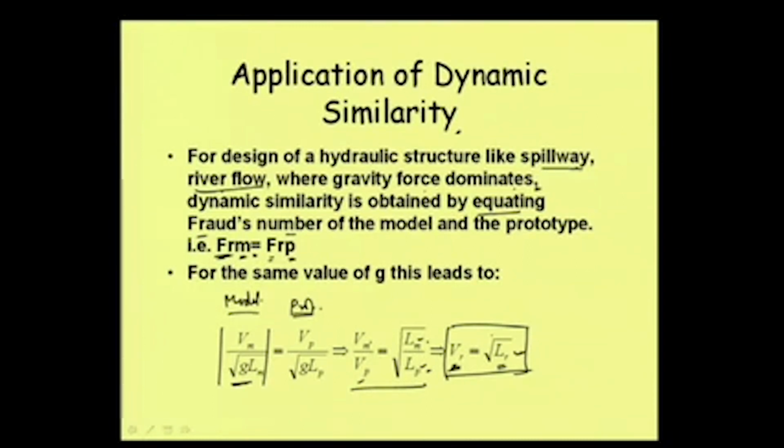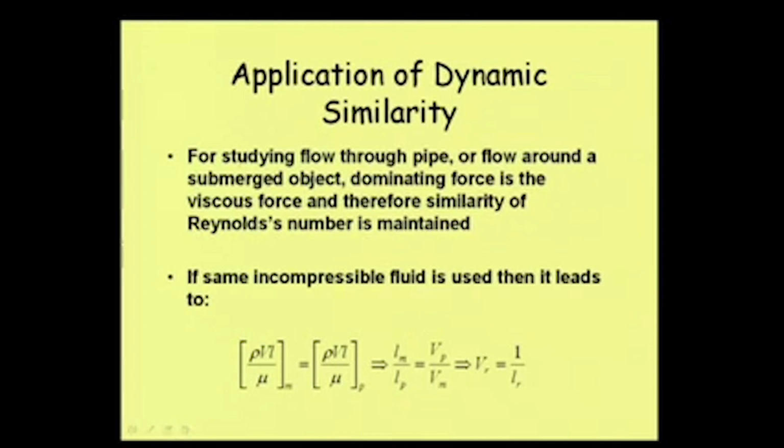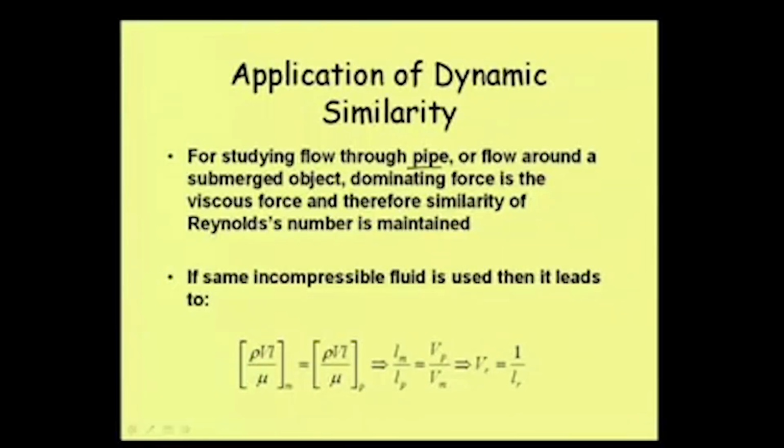Well, now let us see another case. We need to keep this point that VR is equal to root over LR when we are talking about Froude number similarity. Then we need to talk about another problem. Suppose we are studying flow through a pipe, as explained earlier, or flow around a submerged object. If our object is submerged and flow is occurring past it, in those cases the dominating force is the viscous force, and therefore similarity of Reynolds number needs to be maintained. If we want to maintain dynamic similarity in the model and prototype, we need to maintain similarity of Reynolds number.